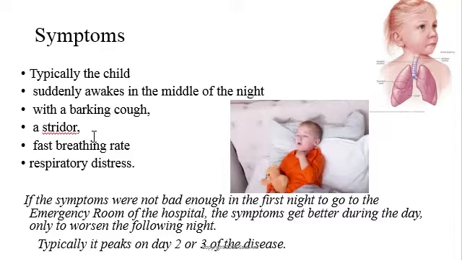The symptoms of croup: typically the child suddenly awakes in the middle of the night with a barking cough, stridor, and fast breathing, creating respiratory distress. If the symptoms were not bad enough on the first night to go to the emergency room of the hospital, the symptoms get better during the day, only to worsen the following night. Typically, it peaks on day 2 or 3 of the disease.